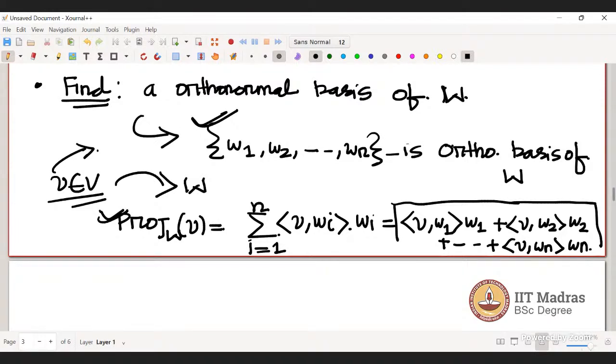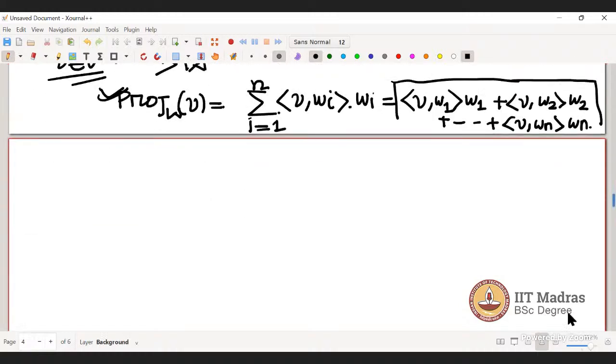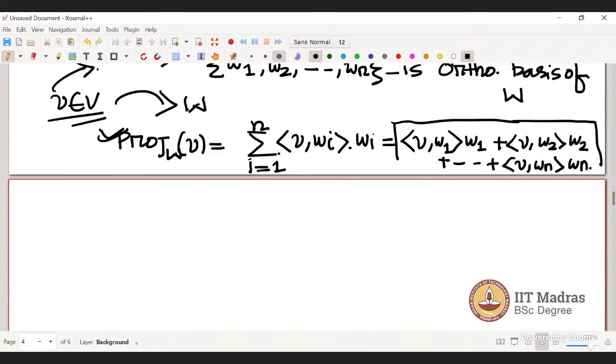W1, W2 will be normal, but V is not. V, yeah. So this is, you can say that. So what basically are you saying? So this is V, right? Yeah.